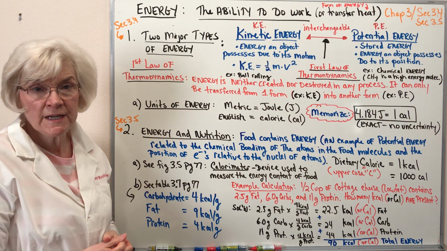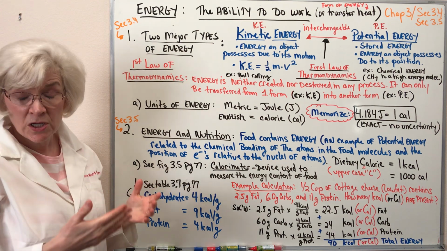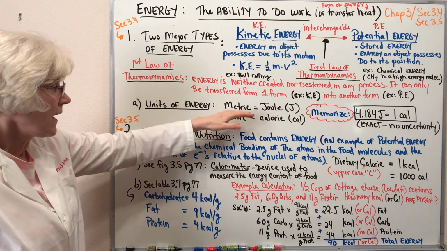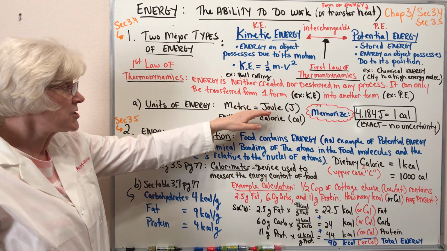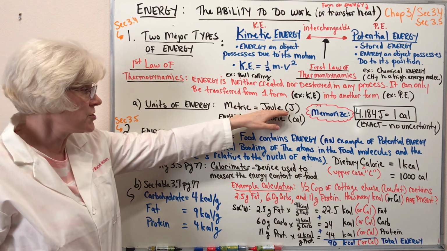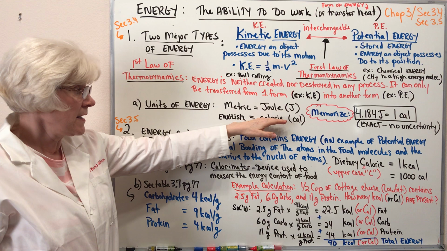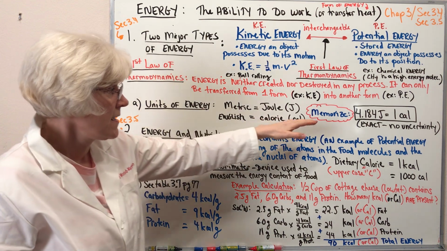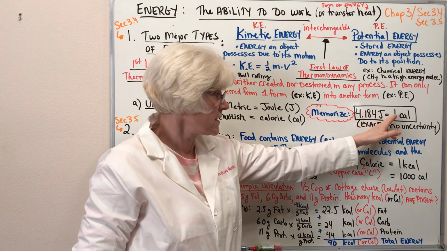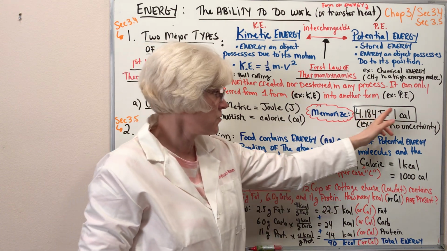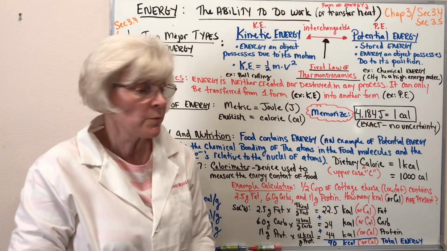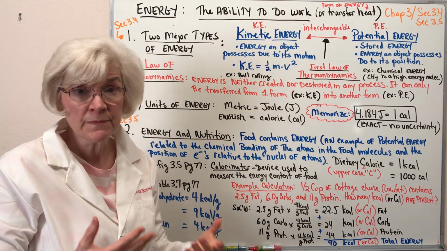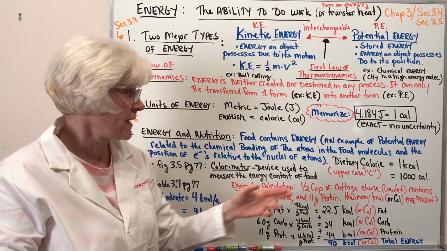In the previous video, introducing the concept of energy, I ended with a discussion of energy units. Metric units are the joule, English unit is the calorie, lowercase c, as written here, and you need to memorize the conversion factor between joules and calories. 4.184 joules equals 1 calorie.